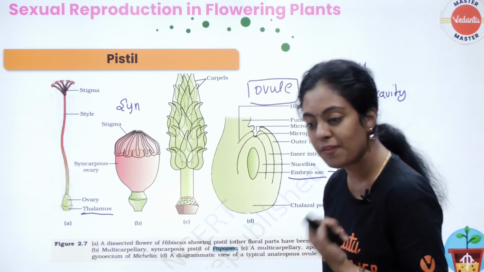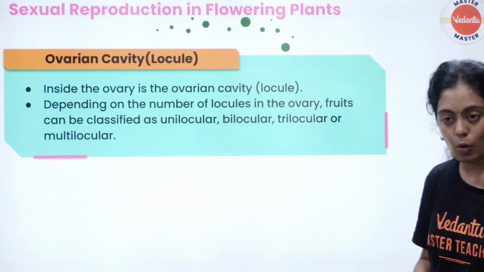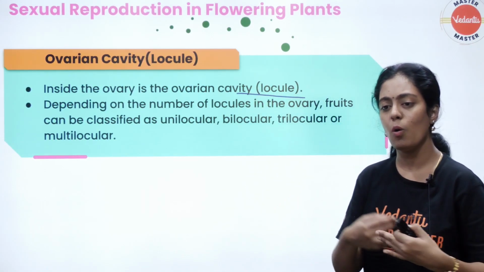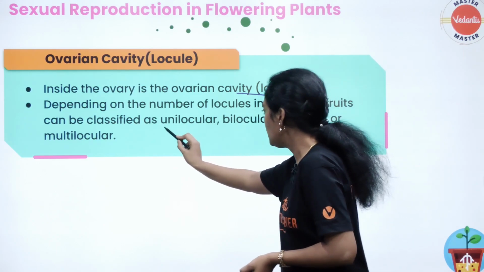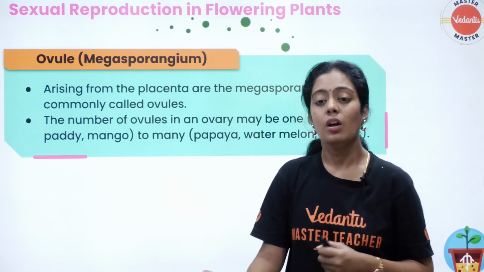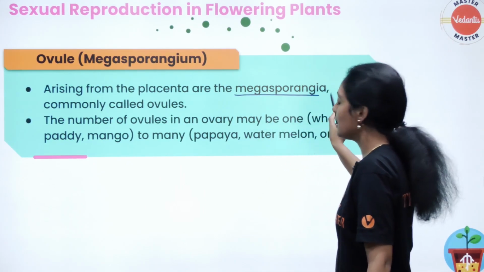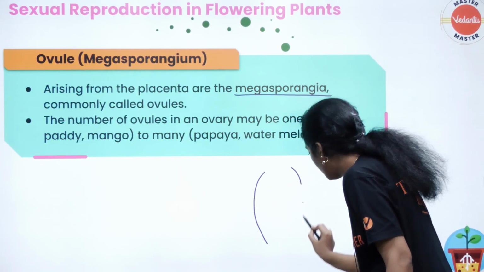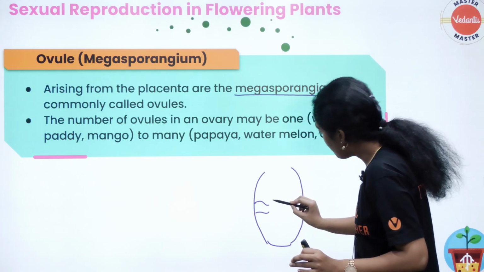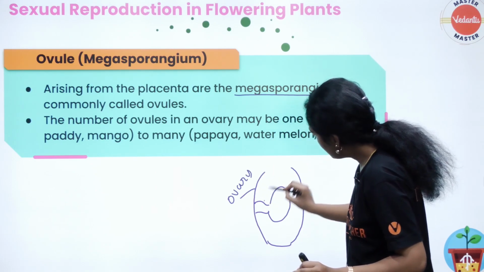Now let's look further at what else there is. I will go back to the structure a little later. Inside the ovary you have an ovarian cavity called the locule. Depending on the number of locules in the ovary, fruits can be classified as unilocular, bilocular, trilocular and multilocular. Very easy. Then arising from the placenta, remember this clearly, you have the megasporangium. Consider this your ovarian wall. Here there is a structure like a placenta that will connect. This is your ovary. Listen to me carefully. This is your placenta.